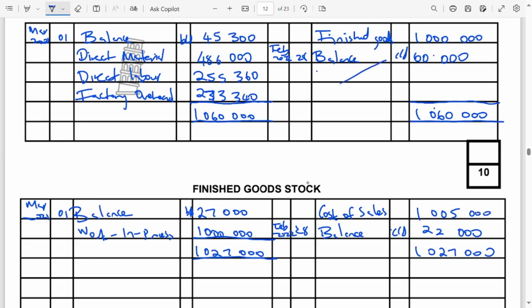So remember, the closing balance must be sent to the opposite side at the beginning of the following period. It's going to be the 1st of March 2022. The balance brought down of 60,000. Opening balance of 22,000. Balance brought down. This is on the 1st of March 2022. So this is how you're supposed to do this.